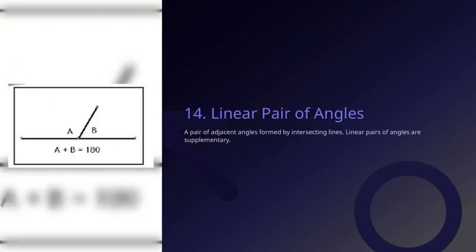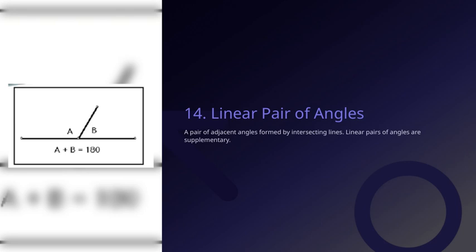Let's talk about the linear pair of angles. Imagine two lines crossing each other. Where they intersect, they form angles that sit right next to each other, sharing a common arm. These are what we call adjacent angles. When these angles are formed by intersecting lines and share a common side, they are called a linear pair.